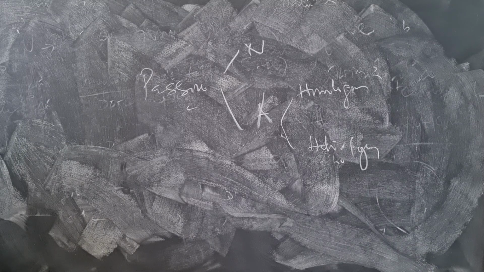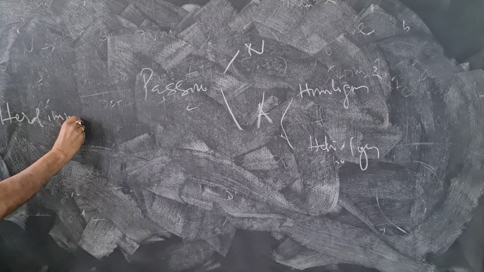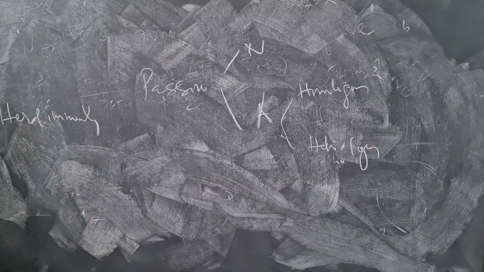There is something called herd immunity. What is herd immunity? For example, there are 100 people in a community. If you immunize 90 people, the 10 people who are not immunized also automatically get immunity. This immunity occurring in a local population is called herd immunity.